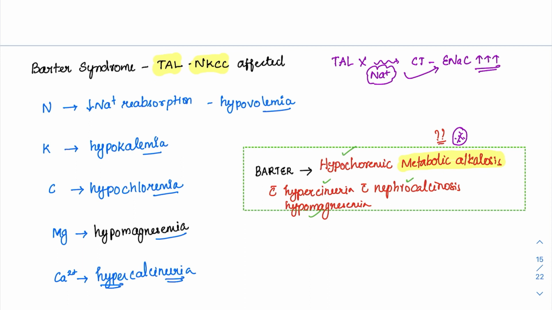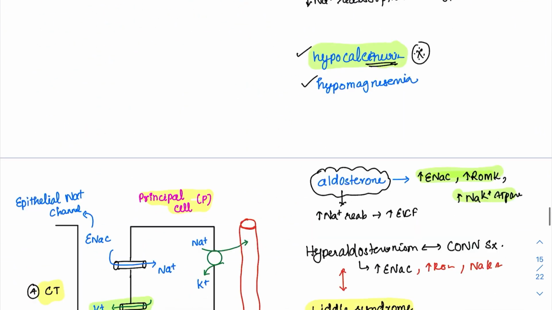Whenever ENaC channel activity is increased, what will happen? First, it will send out the potassium. Next, it is going to send out the hydrogen. Whenever hydrogen is sent out, it will cause metabolic alkalosis. So indirectly, this sodium load on the ENaC is causing this metabolic alkalosis. I hope it's clear. Now we will discuss and summarize all three syndromes. All these three syndromes are very important.